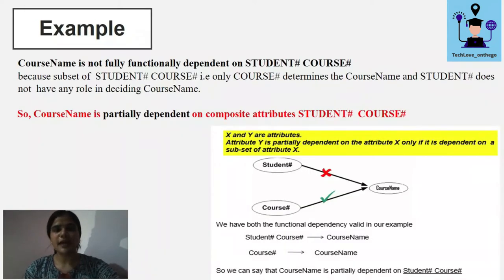So let's take an example here. We can see course name is not fully functionally dependent on student number and course number, because only course number alone is able to identify course name. So that means the part of this candidate key, which is the course number, is able to identify this non-key attribute, which is the course name. So this is the example of partial functional dependency.